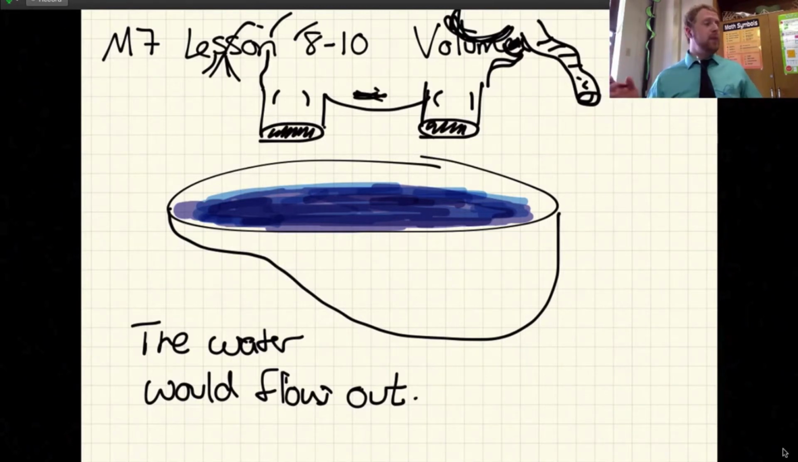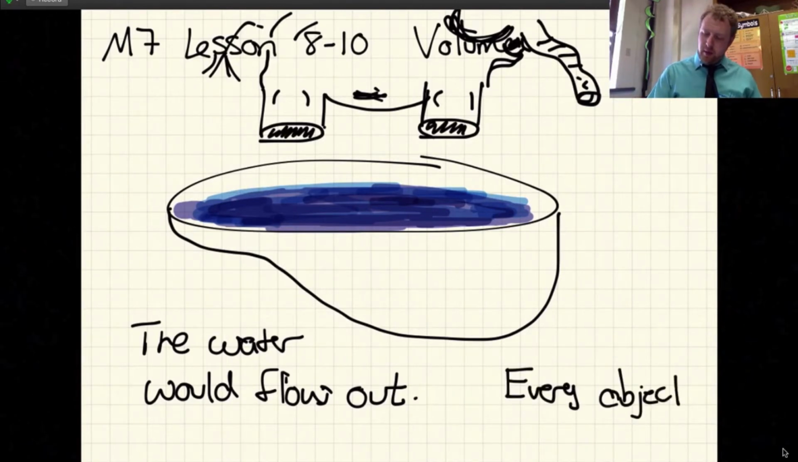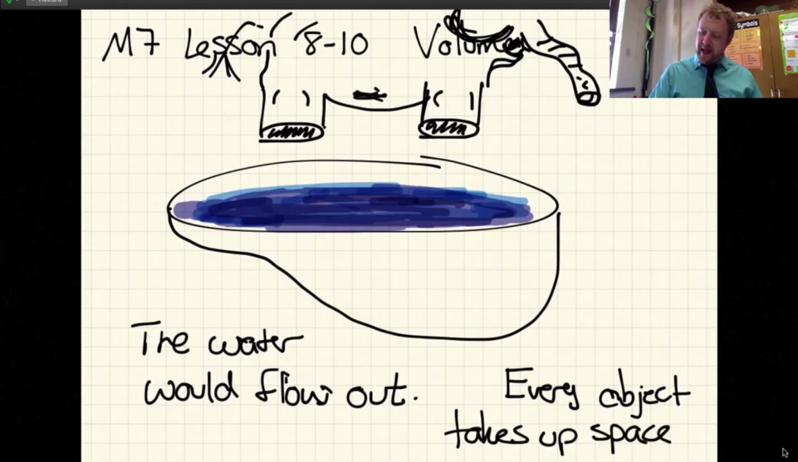Okay, so here's the big picture. Every object takes up space. I think that's a pretty easy idea for us. We take up space. Right now, instead of there being air where I'm sitting, I'm taking up this space. If I move, what's going to fill in behind me? Air. You're right. Air is taking up space.